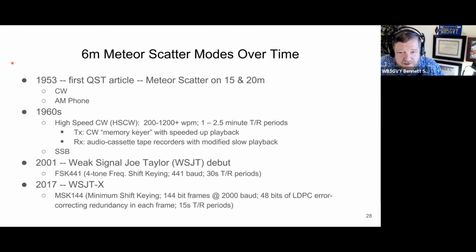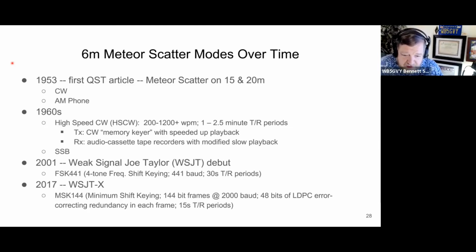Things changed in a major way in 2001 with the debut of the WSJT weak signal Joe Taylor suite of software, where it introduced a new mode called FSK441. The name comes from the fact that it's at 441 baud. It was a 4-tone frequency shift keying mechanism, and it used 30-second transmit receive periods. Some people still use FSK441, but not that many that I can tell.